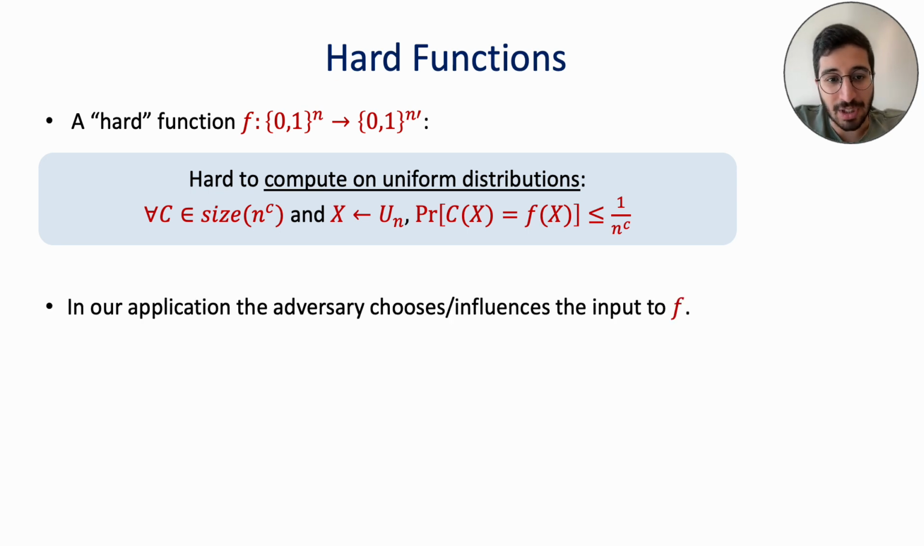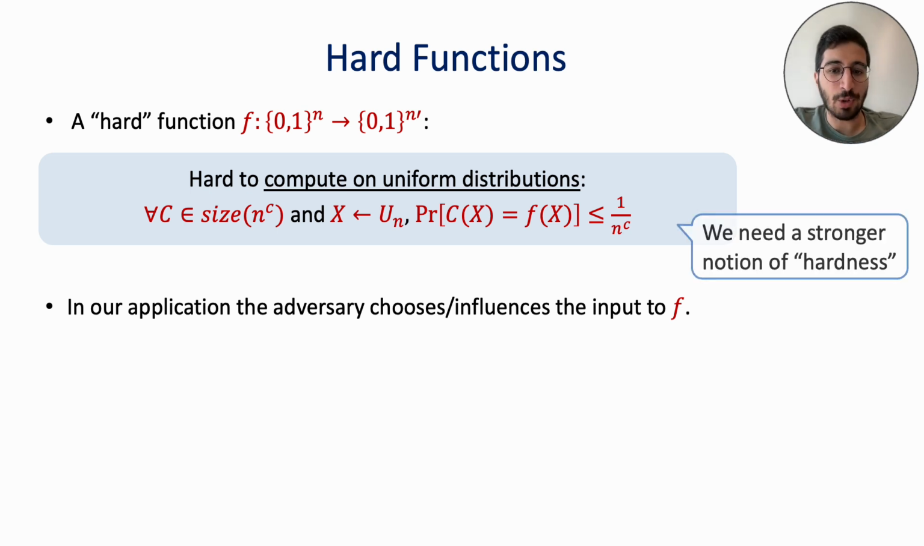However, for our application, this kind of hardness is not sufficient because the adversary can modify what we're sending. And what we really would have liked is to say that an adversary can't really generate any pairs of x and f of x.